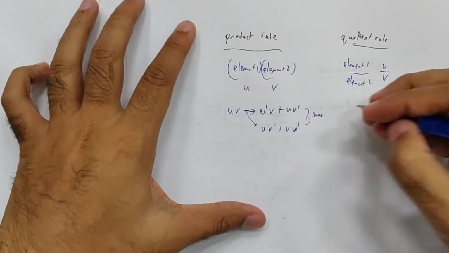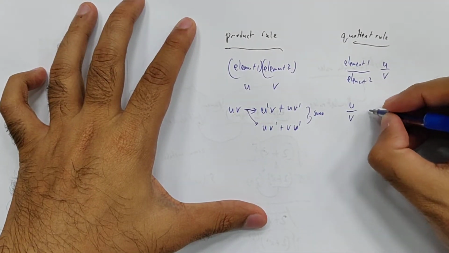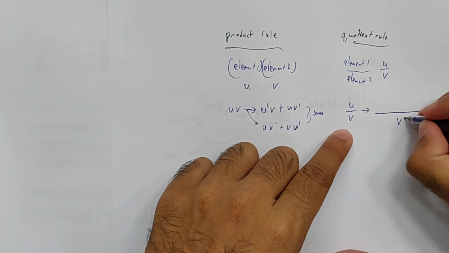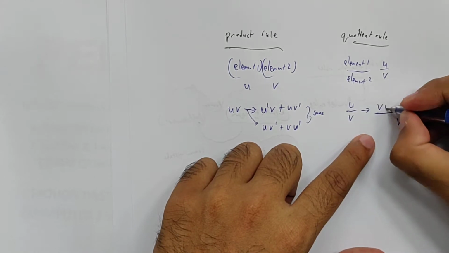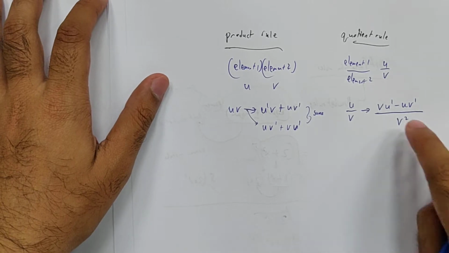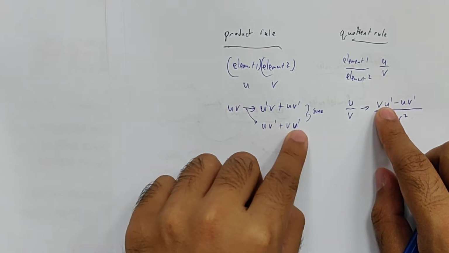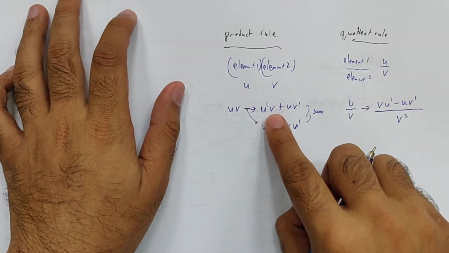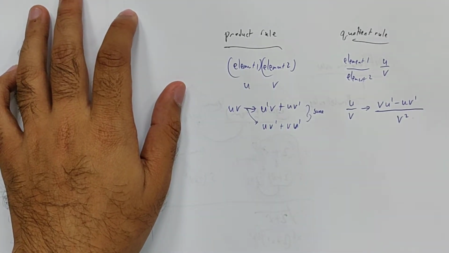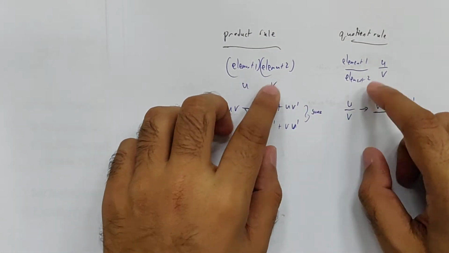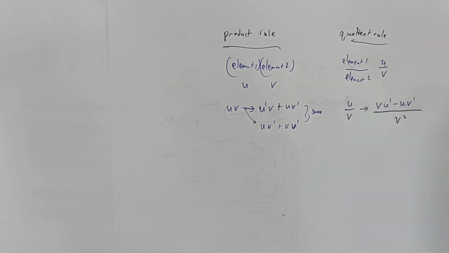Okay, what about this one, u over v? I always start with the bottom. v squared, v u prime minus u v prime. Some people memorize it in the same way. Well, just choose which one you like better. I prefer the first one. Just prefer it that way. What do I mean by element 1 and element 2? Element 1, element 2 over here. Tell me which is which.